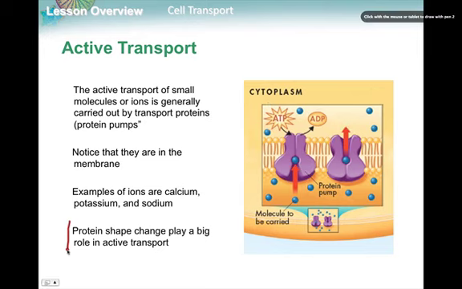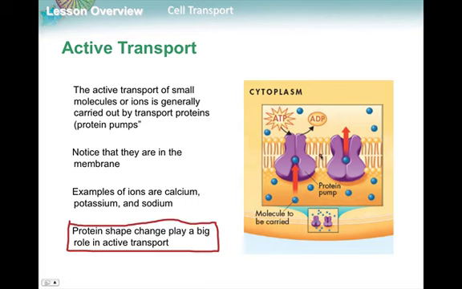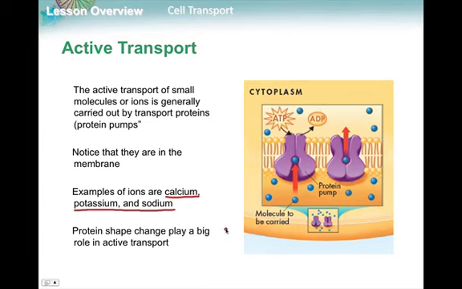Again, cell shape is very important, and so you'll notice that this particular protein changes shape as it functions. This is an example of an ion pump. We see these with calcium, potassium, and sodium, very common inside the cells. They're very important, and they're going to use energy to pump things across a gradient.